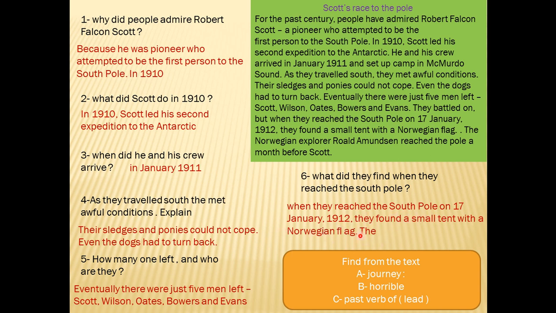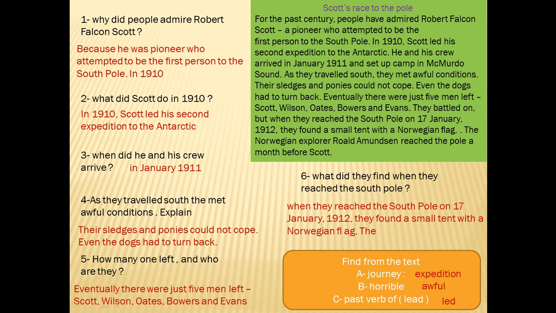A small tent with a Norwegian flag. Look here now. Find from the text a word which means journey. Yes, look here, it is expedition. Horrible means very bad. Awful. Yes, awful conditions, horrible conditions. The past verb of lead, we said here, led his expedition.